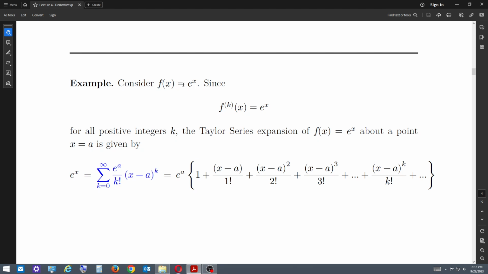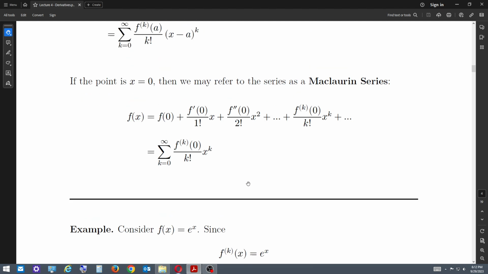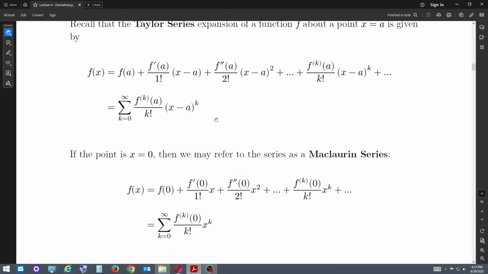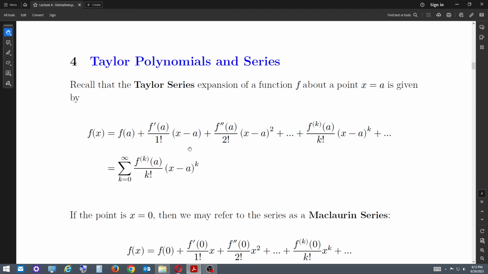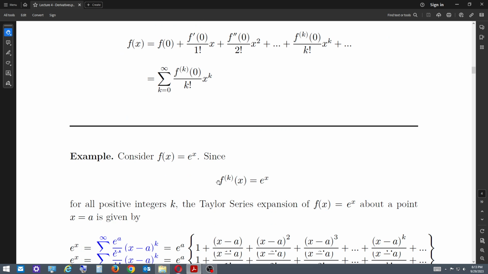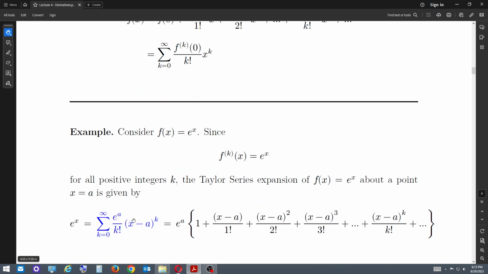Alright, so consider some specific function. In this case, f of x is equal to e to the power of x, the exponential function. Note that this is a nice function because the general kth derivative is just the original function, e to the x. Right, so I could plug that into this general formula for the Taylor series, using the fact that any derivative is going to be e to the power x, or I can use the summation notation. Any derivative would be e to the power a because it's at the point a.